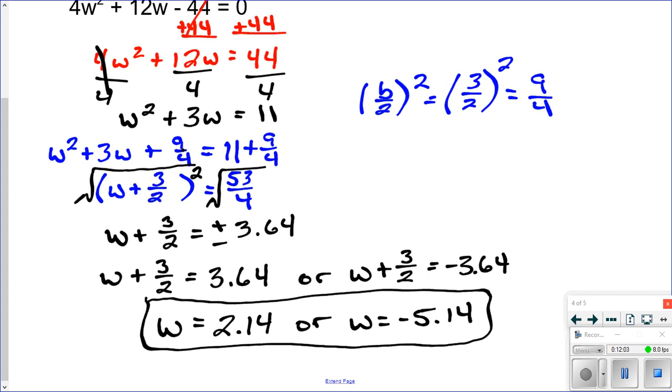All right, I got one more example for you. If you're good, then you don't need to watch the last example, but if you'd like one more, here it is.